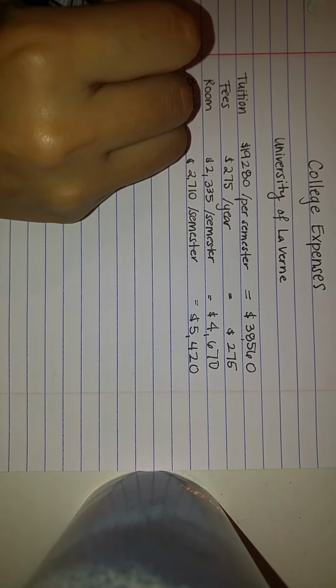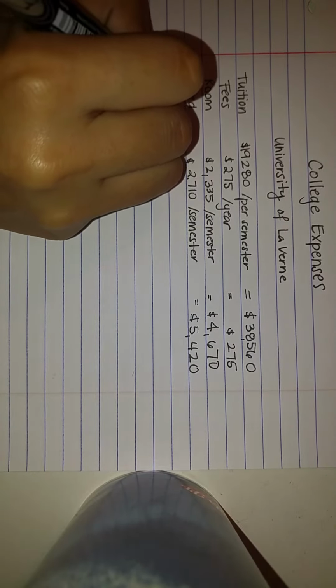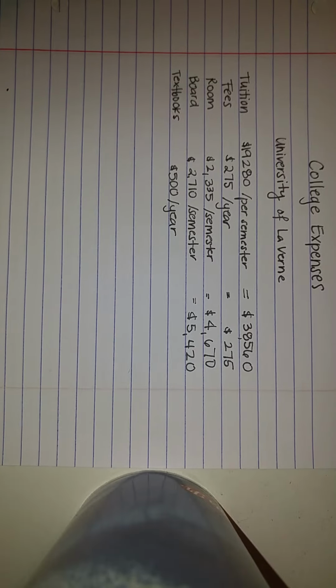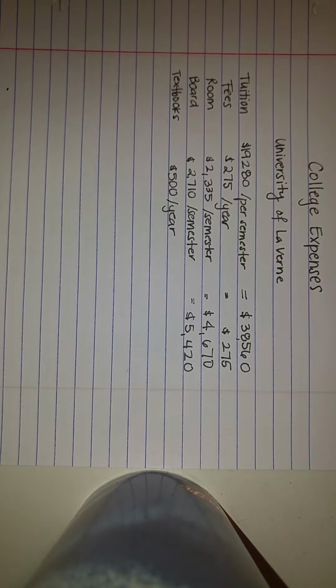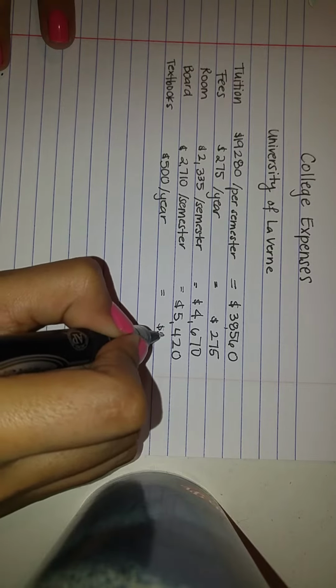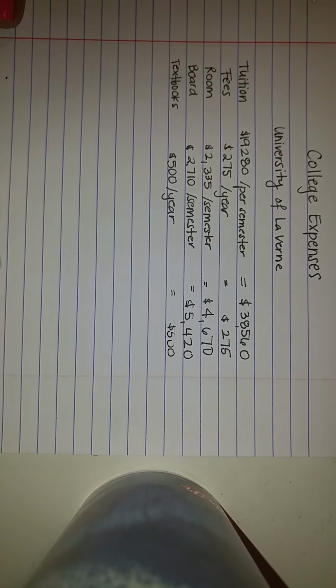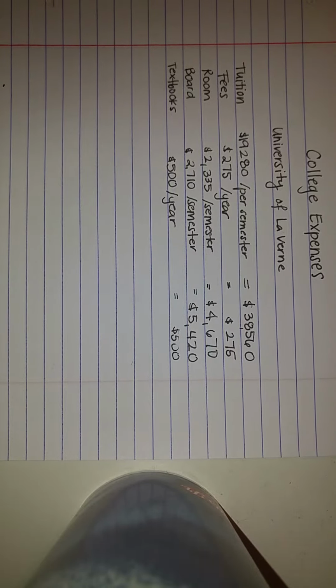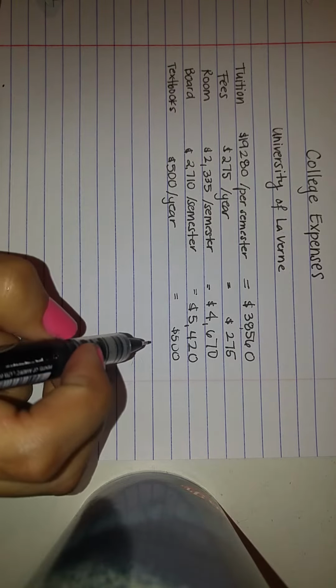Okay, and the university does estimate that on textbooks you will spend around $500 per year. Again, this depends on the classes that you will be taking, how many classes, how expensive the books are for those classes. So this is an approximation. And since it is already per year, I'm just going to go ahead and add it here. So these are the expenses that are required for being a full-time student dorming at La Verne.